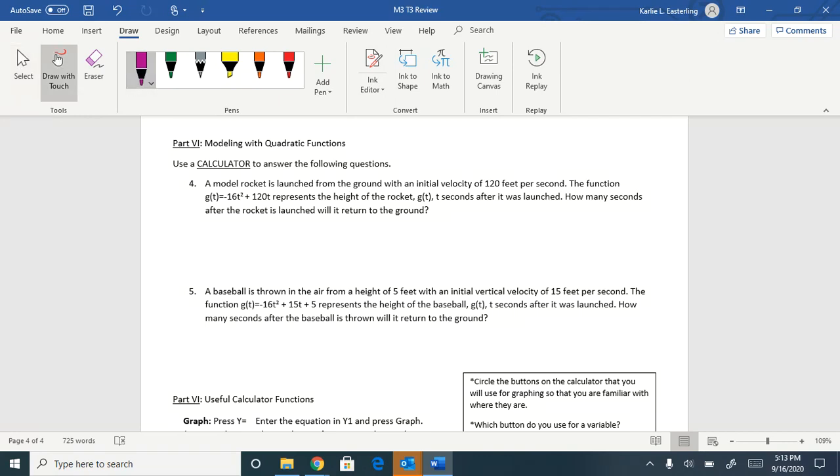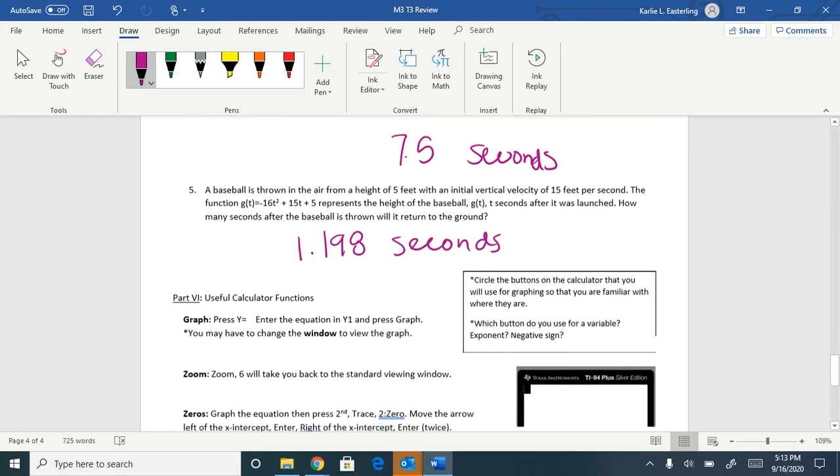So the answer to 4 is 7.5 seconds. And the answer to 5 is 1.198 seconds. Which is also something you could look up on Desmos. And all that fun stuff, which is why we're on this page actually.